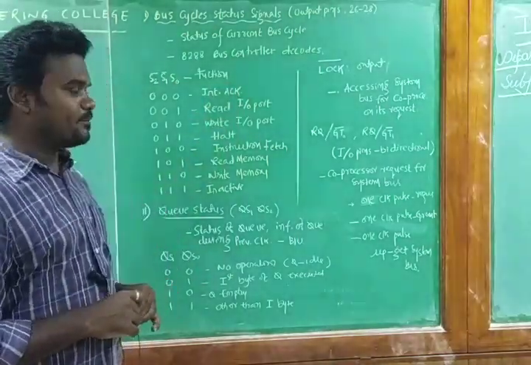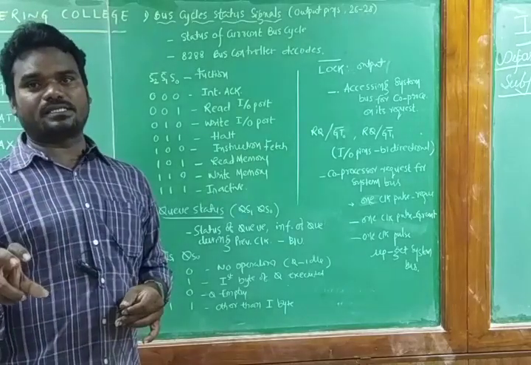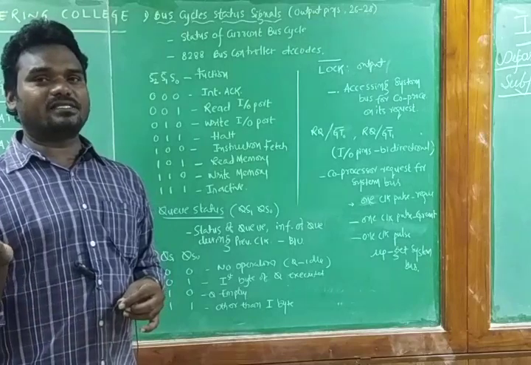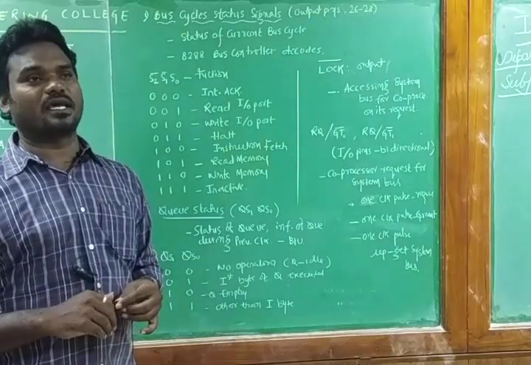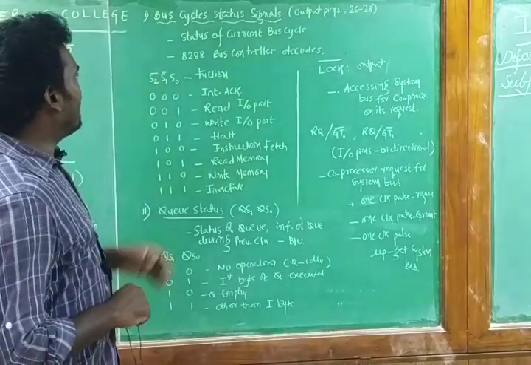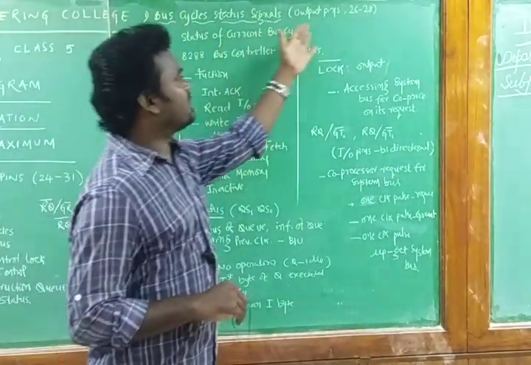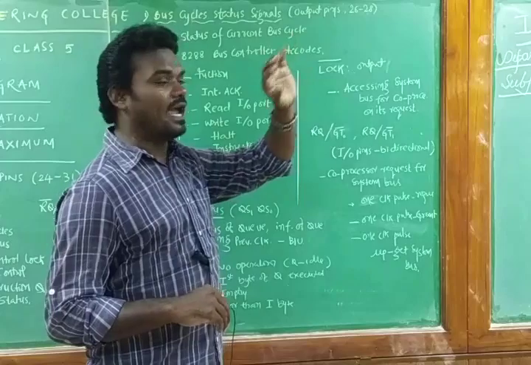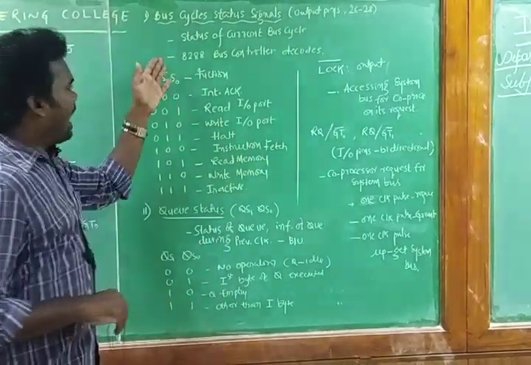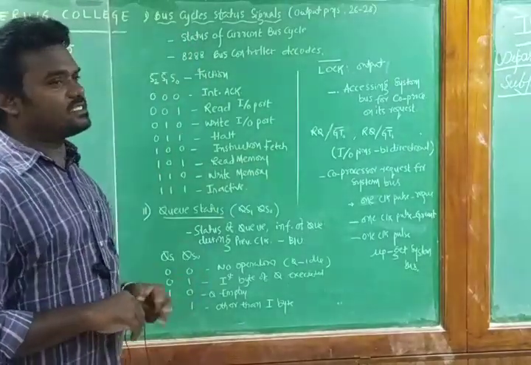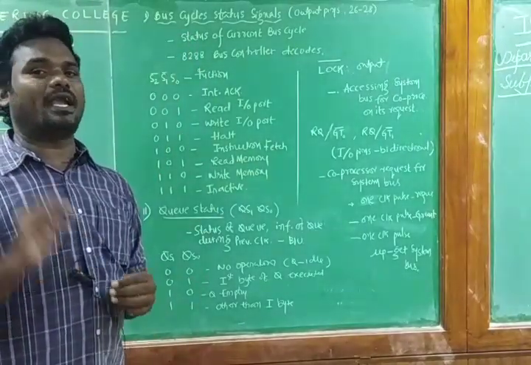I hope I am clear. During the current bus cycle, what operation has been done by the processor will be indicated by the bus cycle status signals, which are 3 pins: 26, 27 and 28. These are the three signals S0, S1 and S2.